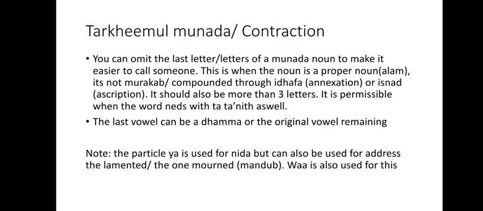One small part about munada is that it's permissible to shorten it, sort of like when you give someone a nickname, like Bilal, you call Billy or something like that, or Muhammad, you hear people say Mo. Tarkhimul munada just means contraction. It means that you omit the last letter or letters of a munada noun to make it easier to call the person. So this is when the noun is a proper noun, an alam, and it's not murakkab, not compounded through idafa or isnad, annexation or ascription. The word itself should also be more than 3 letters. If it's less than 3 letters, then there's no need to make it even shorter.